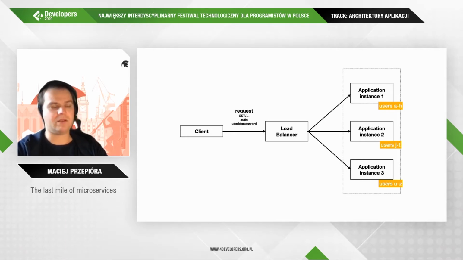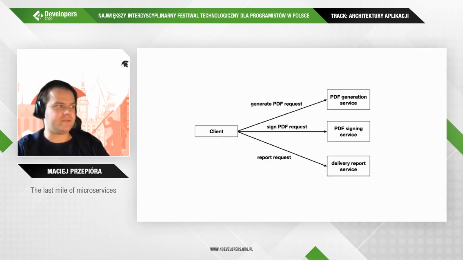That's one way. Another way of scaling is by partition, right? And then microservices are about functional decomposition. So you basically scale by the functions that the system provides. So you have a separate service for generating PDF from our previous example. You have a separate service for signing the document, and then you can scale each of those independently. So you can use those two previous dimensions for scaling.